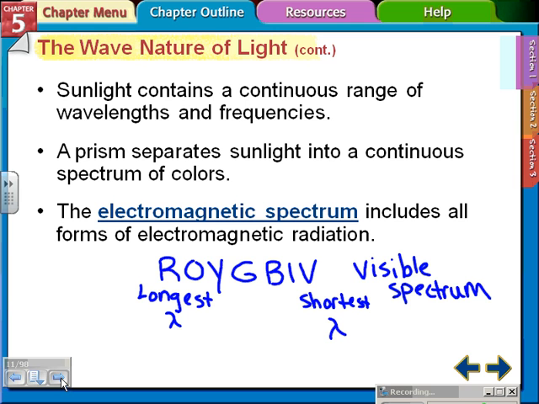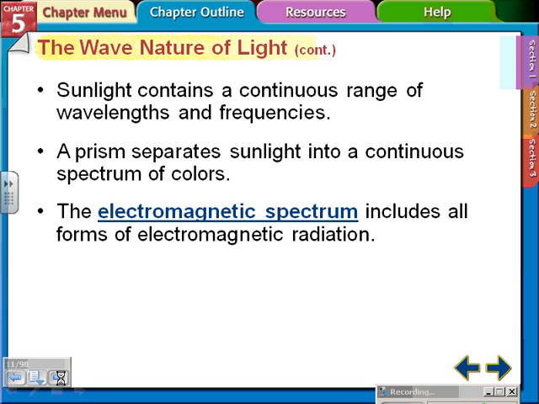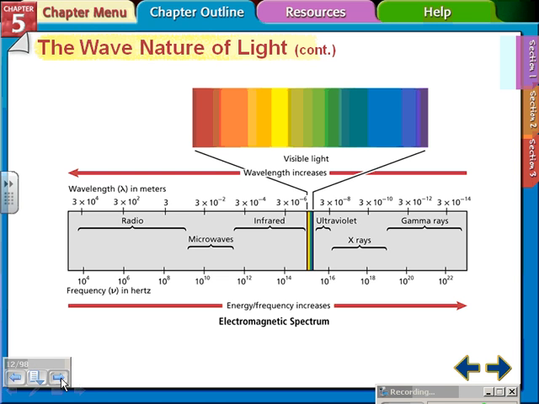But that is a visible spectrum, and the entire spectrum is called the electromagnetic spectrum. That includes all forms of electromagnetic radiation, visible and invisible. Most electromagnetic radiation we can't see. So things like microwaves, X-rays, that sort of stuff, these that are listed on here, we can only see a very small portion of this electromagnetic spectrum, which is just this right here.